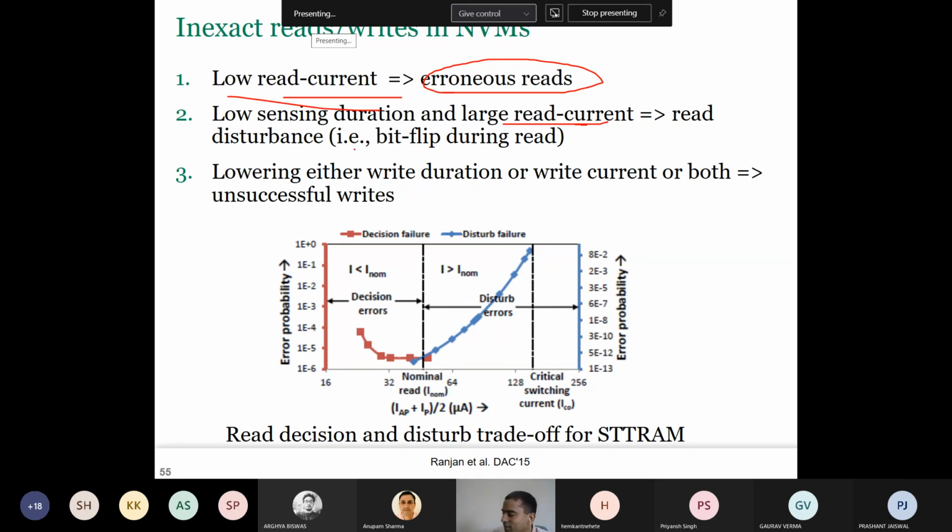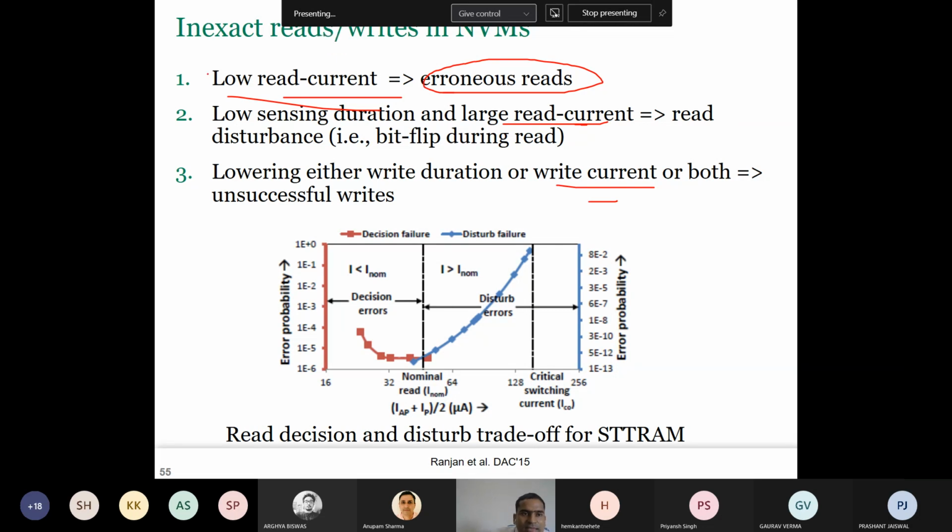For example, suppose you take a very old manuscript. Unless you are very, very careful, even in trying to read it, you will spoil it. You will either write something or you will just tear away the pages. So that is the idea of read disturbance. Similarly, in the write also, if your write duration is not sufficient or write current is not sufficient, then whatever value you want to write will not be written. Okay, so you can ignore this figure if it looks difficult for you.